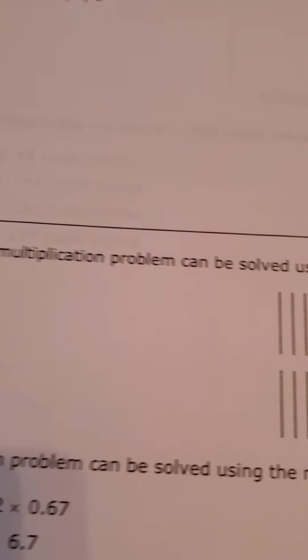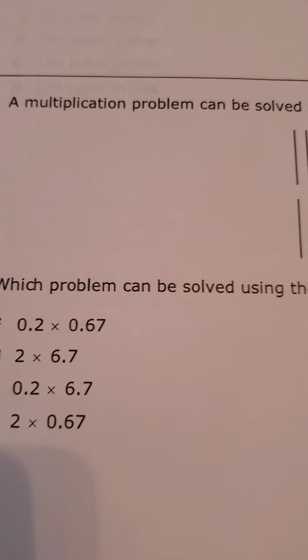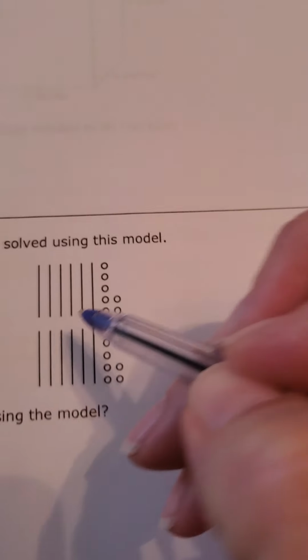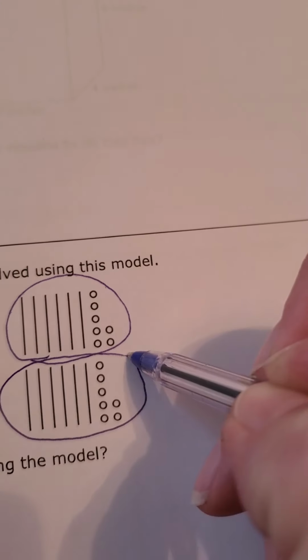Number 2, a multiplication problem can be solved using this model. Which problem can be solved using the model? So if you notice here, we have 2 groups. You see those 2 groups? And we have to decide how many are in each group.